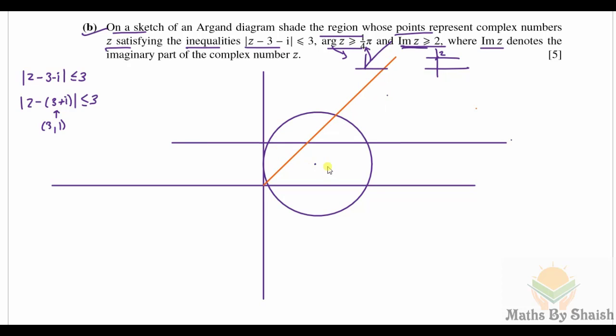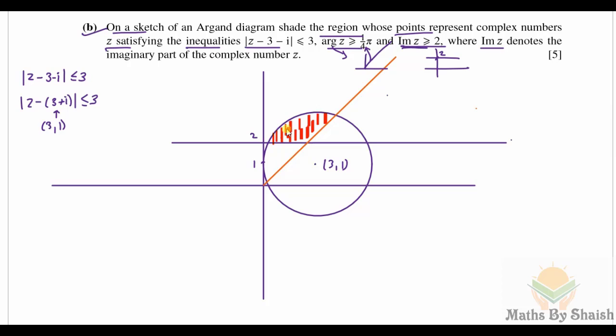So now we got the points. I'll mark the point. It is going to be 3 comma 1, and this is 2, so this is the line imaginary of z is equal to 2. So collectively, if you shade it, we'll get this region.